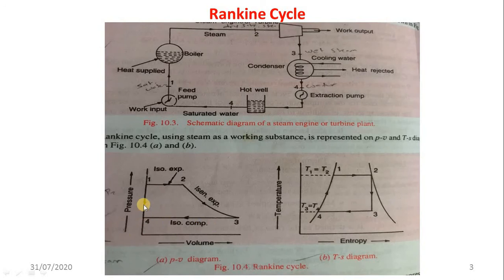And the process 4-1 is nothing but the warming operation where water gets a little bit heated and further enters the boiler. So here also the heat addition and heat rejection take place in the process 1-2 and process 3-4. Similarly, heat addition is also possible in the Rankine cycle in the process 4-1. But in the isentropic process, no heat is added and no heat rejection takes place.